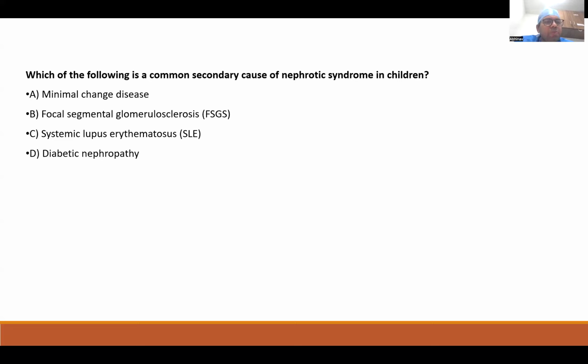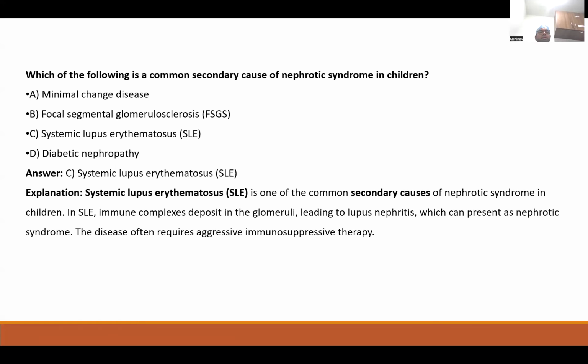So, in children, which is more common, C or D? SLE is common, right? SLE is more common when compared to diabetic nephropathy. So the answer is SLE, one of the common secondary causes of nephrotic syndrome in children.